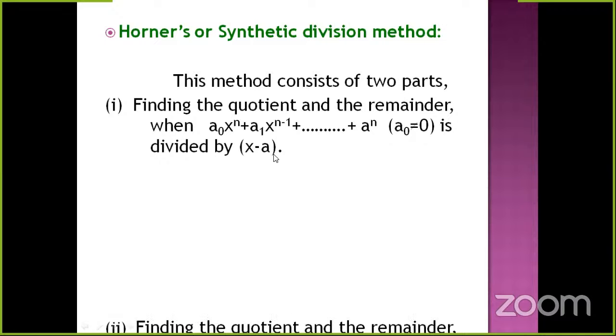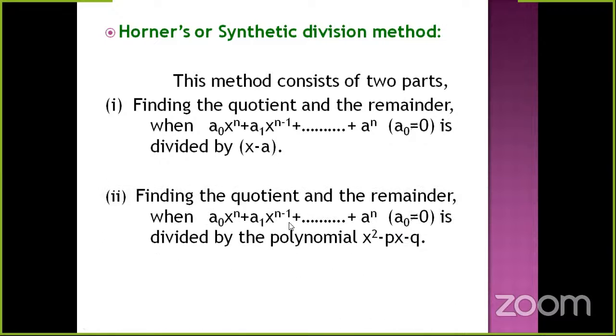x minus a. And the second one will be finding the quotient and the remainder when the nth degree polynomial is divided by the polynomial which is quadratic. See here, x square minus px minus q. Since the highest power of variable is 2, it is called a quadratic polynomial. So one is linear polynomial, another is quadratic polynomial.